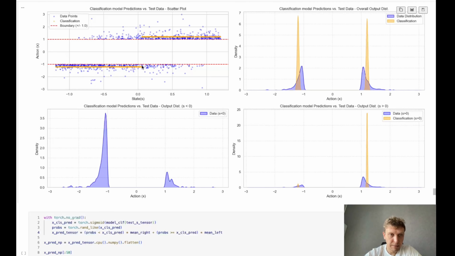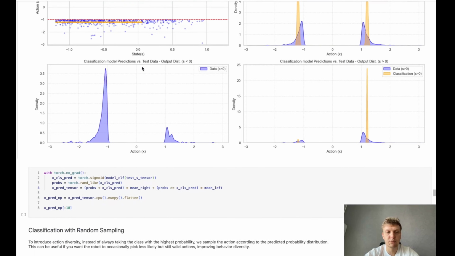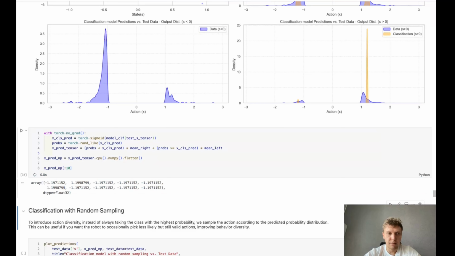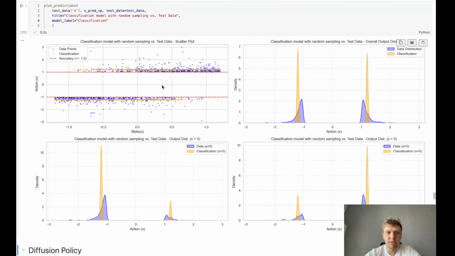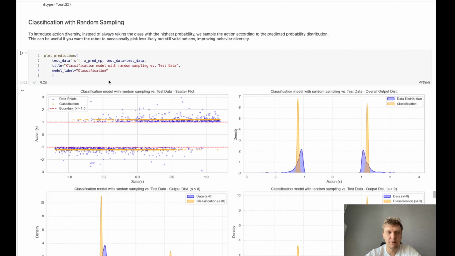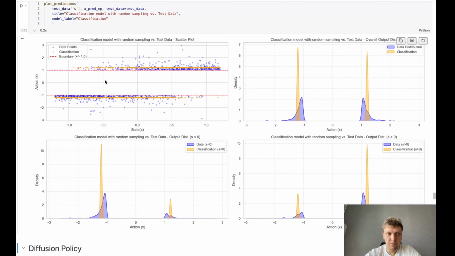So for example, if at this point, somewhere here, we predict, let's say, 55% to go to the right, 45% to go to the left, now we just stick to this choice and always say to go to the right. But let's change it, and let's in 55% of cases predict to go to the right, in 45% predict to go to the left. And I did it below. You don't need to retrain the model, you just need to change the way you make predictions. And it will look like this.